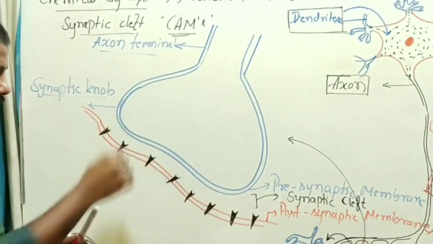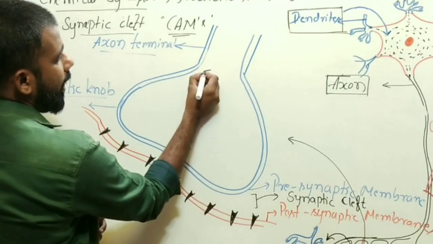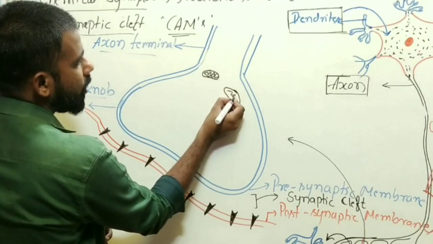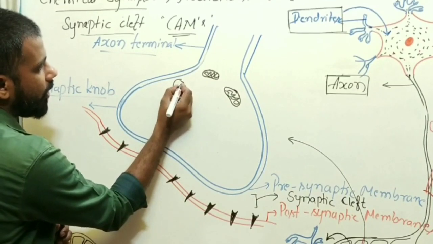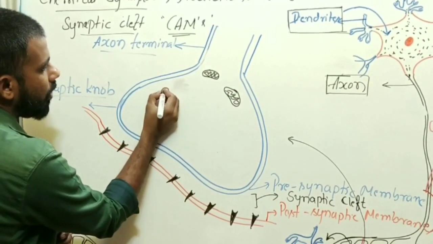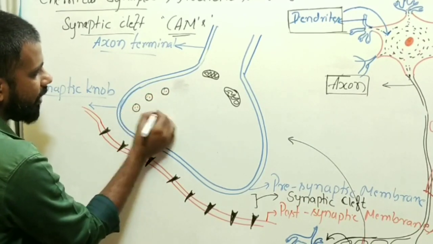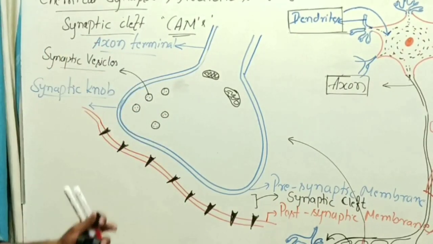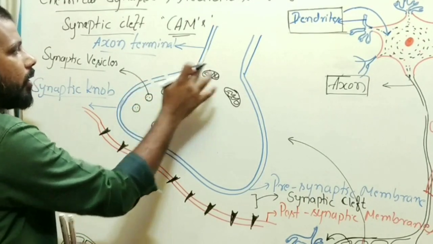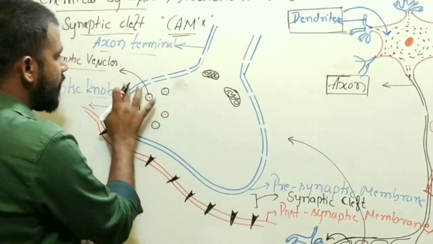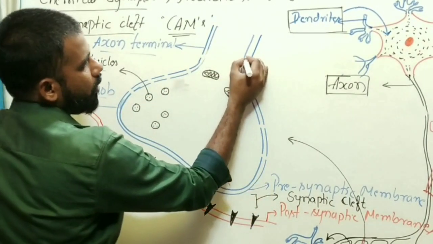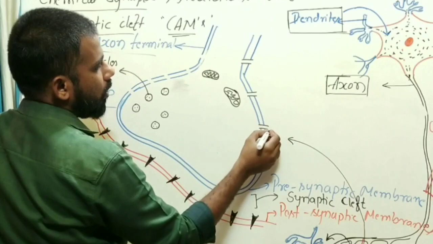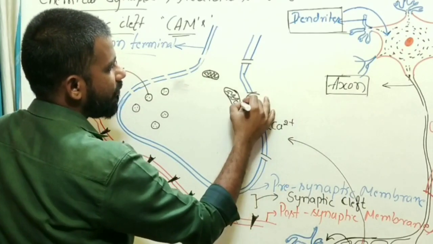In the synaptic knob, you could see mainly a cell organelle, many mitochondria, and it also has many minute vesicles. These membrane bound vesicles are called synaptic vesicles. And in these regions, in the axon terminal as well as the synaptic knob, we could see certain voltage gated channels, or calcium ion channels.